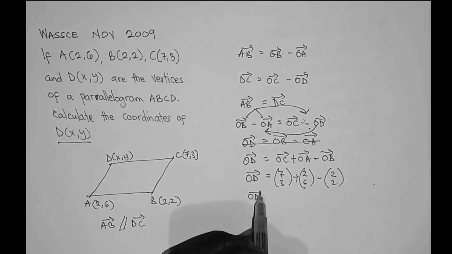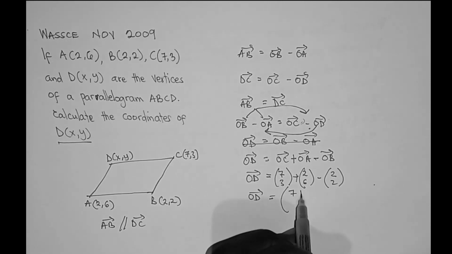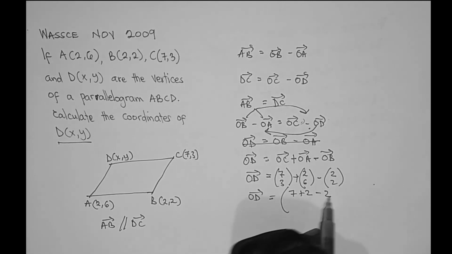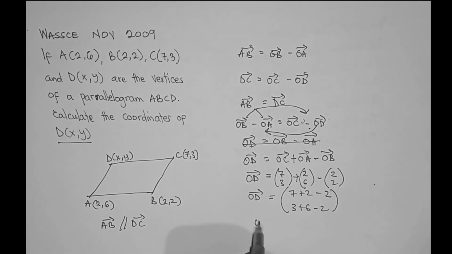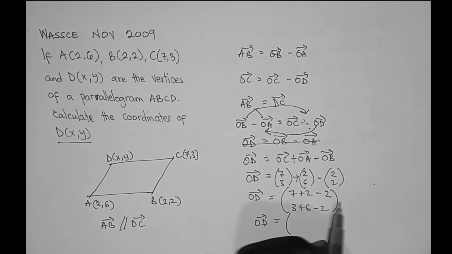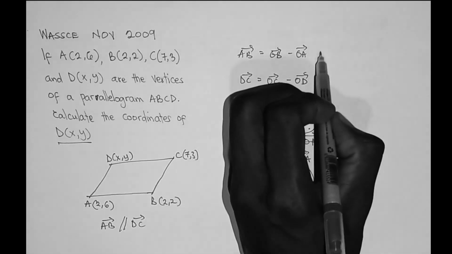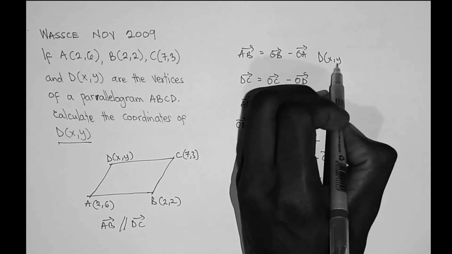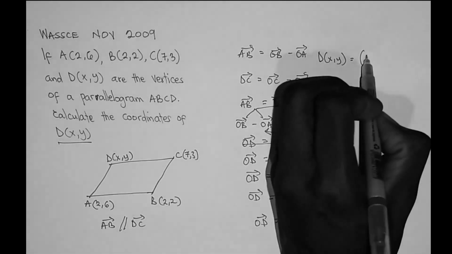So OD equals, let's write this as a single column vector, 7 plus 2 minus 2, and 3 plus 6 minus 2. So position vector OD equals 7 plus 2 is 9, minus 2 is 7. Then 3 plus 6 is 9, minus 2 is also 7. So the coordinates of D are 7, 7.